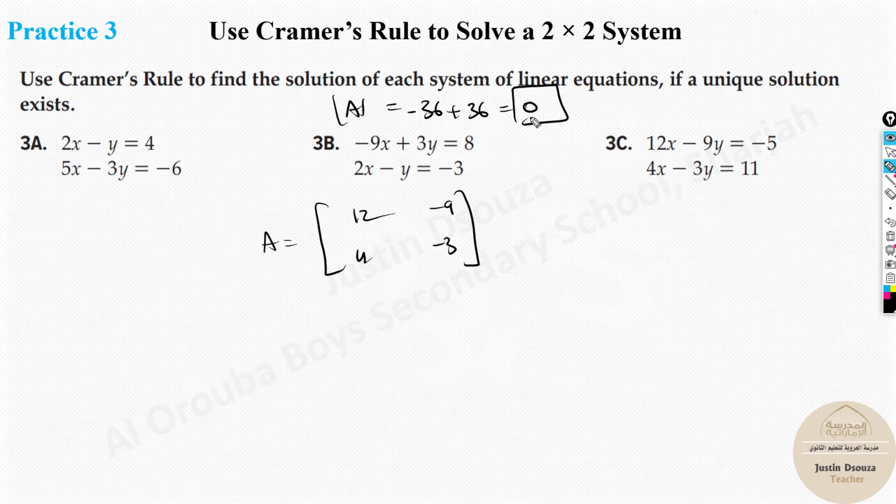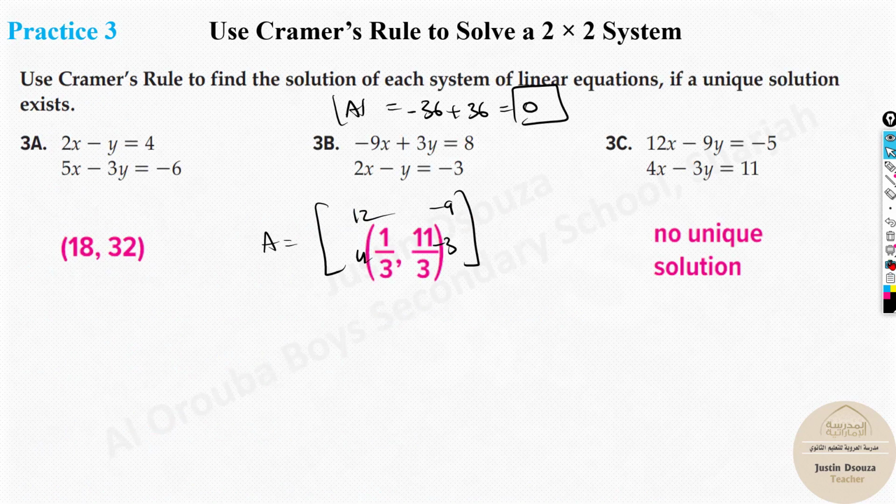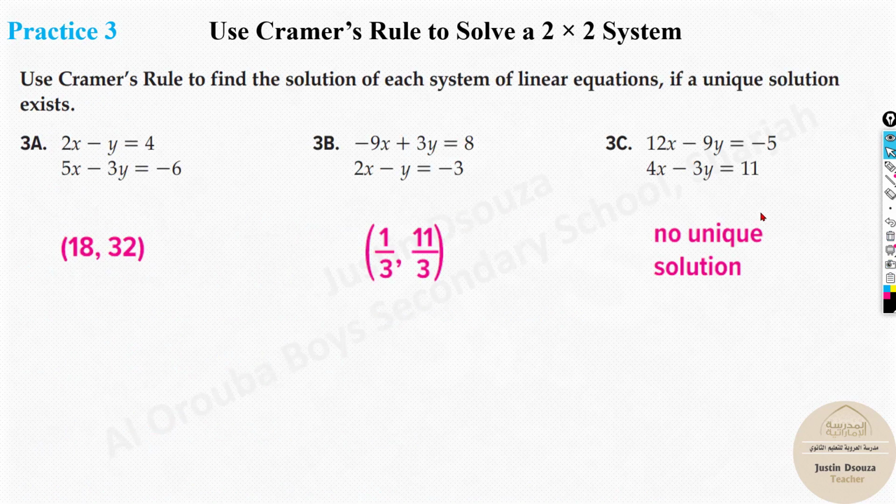So when the determinant is 0, can you solve it? If I go back to a while ago, you're dividing by the determinant, so it's undefined, right? So you cannot have any unique solution here. Okay. So this is the answer.